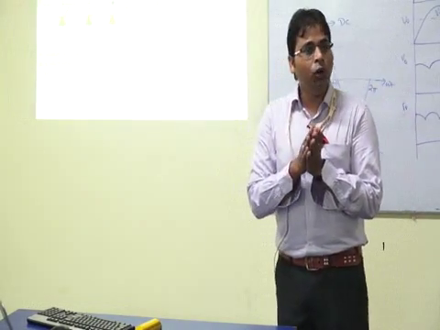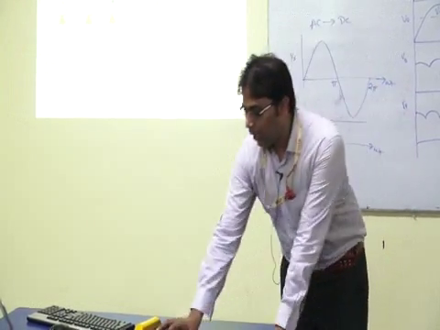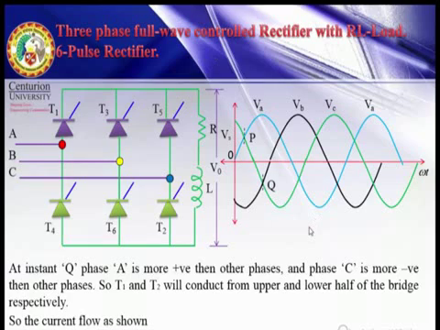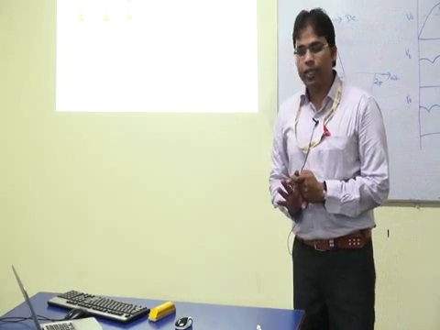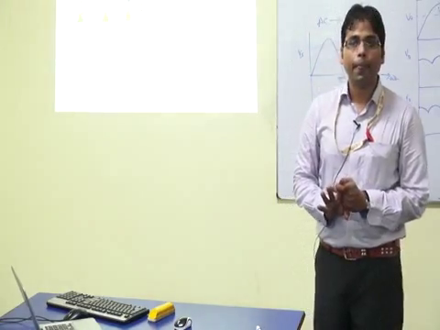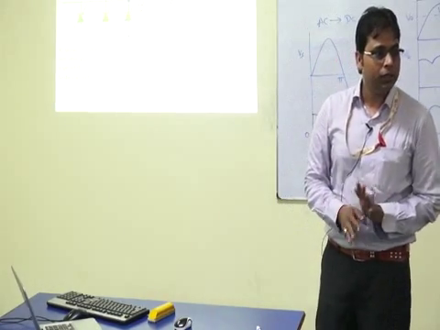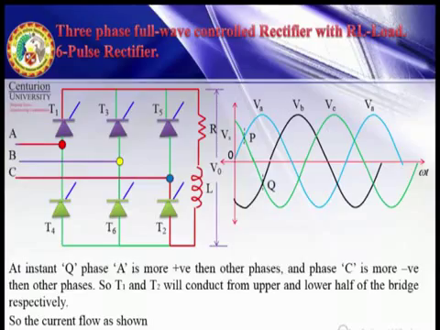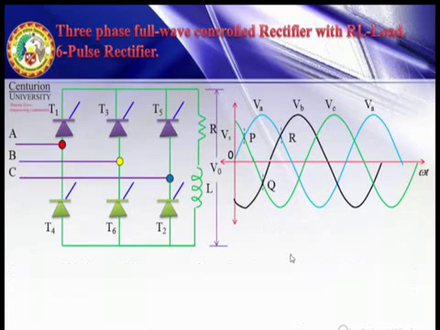Next, from Q, T1 and T2 will conduct. When T1 and T2 conduct, this is the direction of current flow: phase A, then T1, then resistance, inductance, T2 and back to phase C. Any doubt till now? Okay, so next we will proceed further.